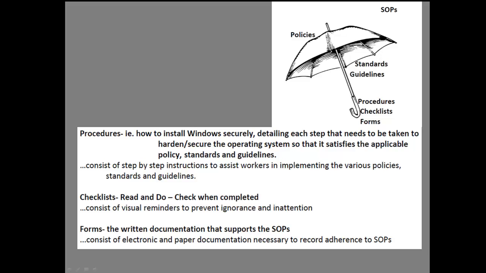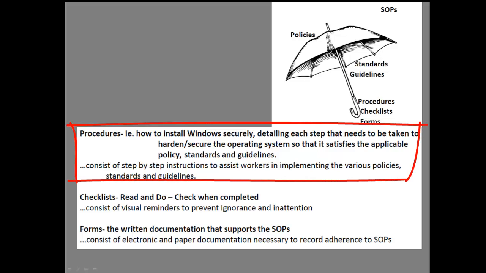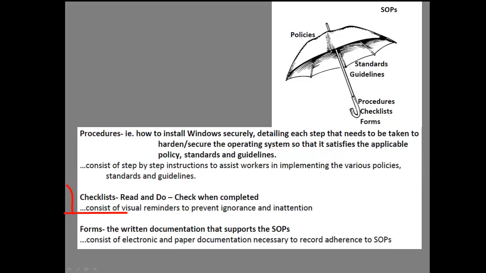Now, when you flow down through the umbrella concept, the policy is the umbrella part. The standards and guidelines are the shaft of the umbrella. What you get your hand around is the procedures, checklists, and forms. This is what most of your staff will wrestle with. Procedures. How do you install Windows securely? Here's the detail. It consists of step-by-step instructions to assist workers in implementing various policies, standards, and guidelines. Procedures are what most of your staff needs to understand and get their hands on.